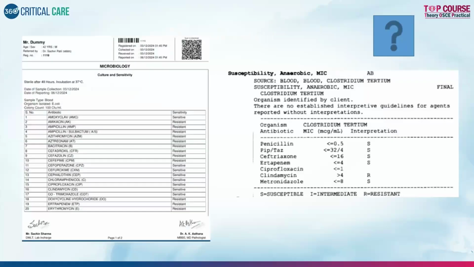So firstly, there are two culture sensitivity reports here, one on the left and one on the right. Mr. Dummies is on the left on my side, and then there is another report as well. Do you think both the culture reports are similar or one is superior over the other? Can anyone unmute and answer? If you don't answer this, I'll just keep talking. So which is better among the two?